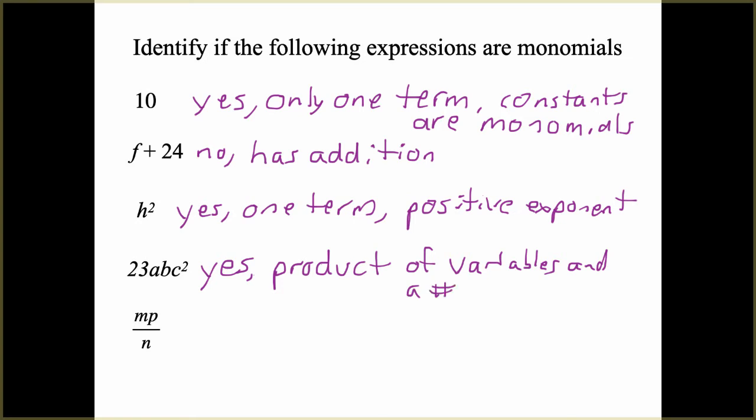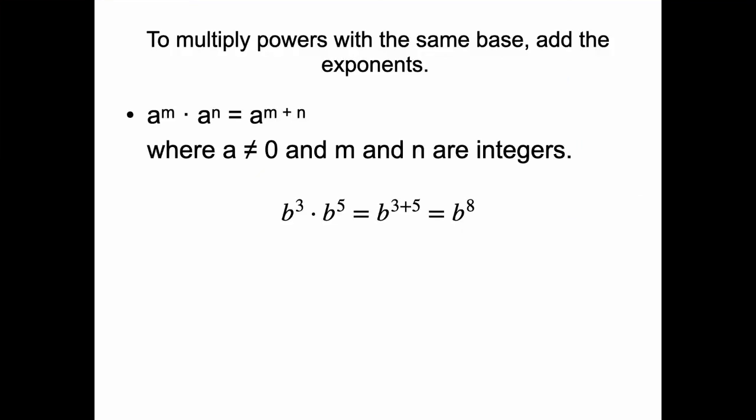The next one we have is mp divided by n. This is not a monomial. It has a variable in the denominator, and that would be our reason. So this is one of those things you will have to do today. You will have to identify if something is a monomial or not.